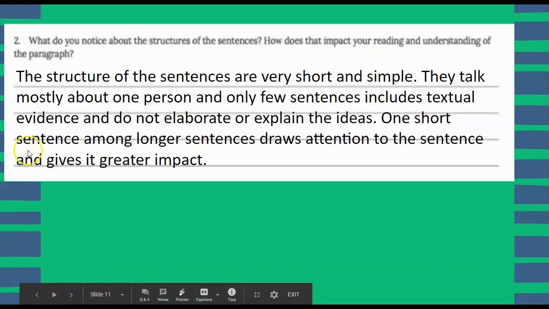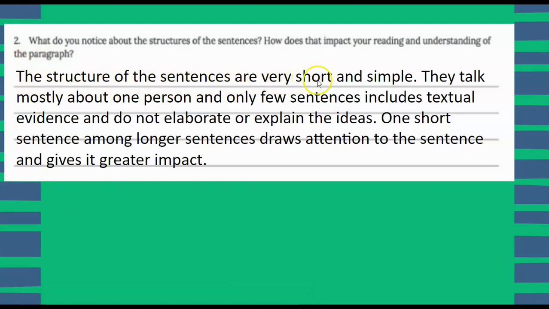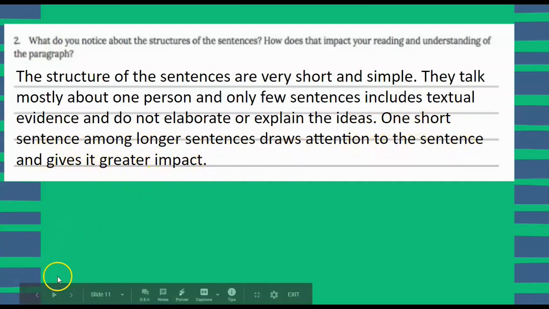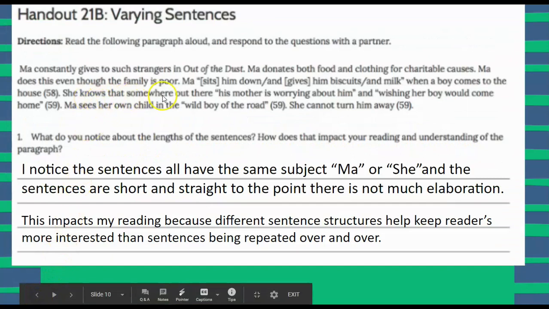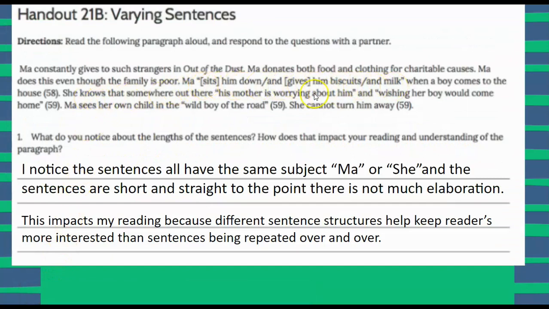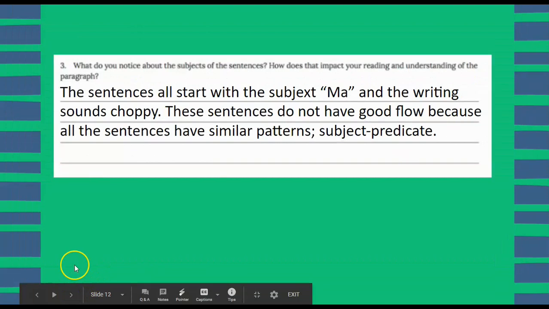What I wrote is that the structure of the sentences is very short and simple. They talk mostly about one person, and only a few sentences include textual evidence and do not elaborate or explain the ideas. One short sentence among larger sentences draws attention to the sentence and gives it greater impact. We must notice that there is textual evidence, but notice how short the elaboration is. It needs to be longer and include more specific details explaining why the evidence is important.